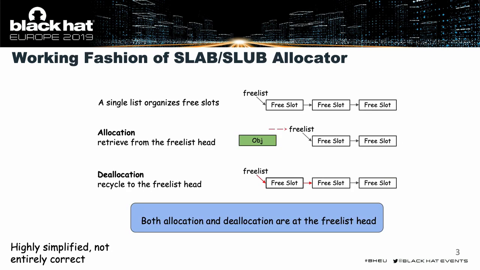For allocation, the kernel holds the object by retrieving a slot from the free list head. Then the head pointer moves towards the next slot in the list. Objects in the same SLAB cache are of similar size or in the same SLAB type. For deallocation, the kernel recycles it back to the head and updates the head pointer. In this way, SLAB allocator works in a first-in, last-out fashion, and both allocation and deallocation occur at the free list head.